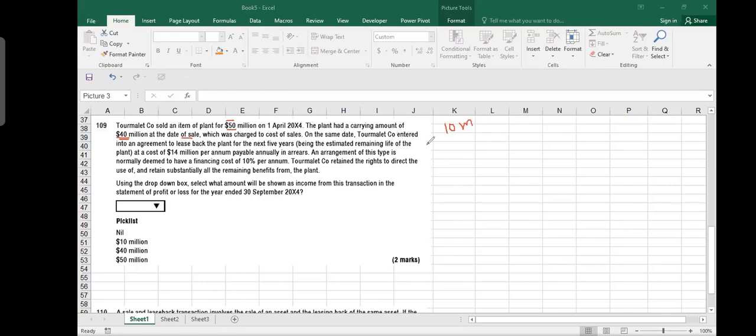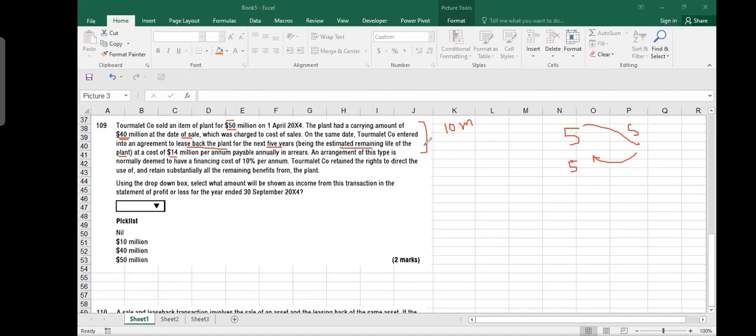On the same date, Tomlet company entered into an agreement to lease back the plant for the next 5 years, being the estimated remaining useful life. So you are getting it back for all of the life. So the asset has a 5 years lease, you sell it out, and then you buy it back for another 5 years. So it means that there is not going to be anyone else using the asset, at a cost of 14 million. I don't need to read actually further.